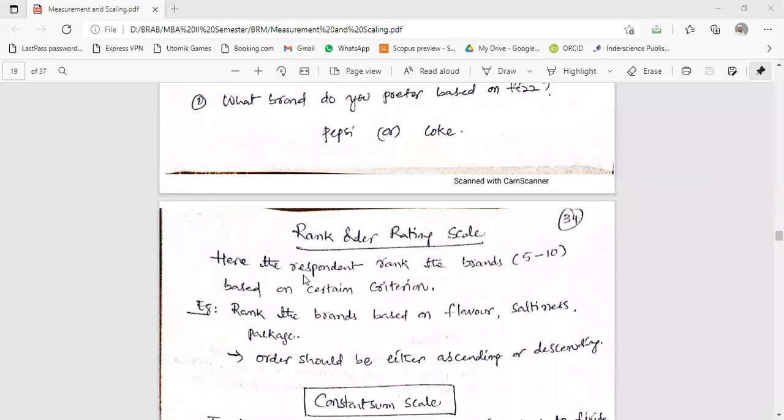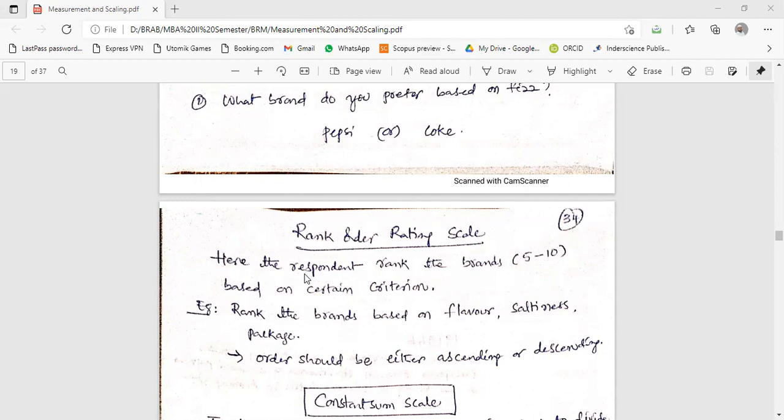Then we have the rank order rating scale. We give ranks for the attributes. Here the respondents rank the brands, probably 5 to 10, based on certain criteria. For example, rank the brands based on flavor, saltiness, and package. So it is up to you. The question is like that. Many brands are available to you, and based on the flavor, the saltiness, and the package, you have to give the rating. Then the order should be either ascending or descending. You start writing the order, you start giving the rating. Then it is known as the rank order rating scale.